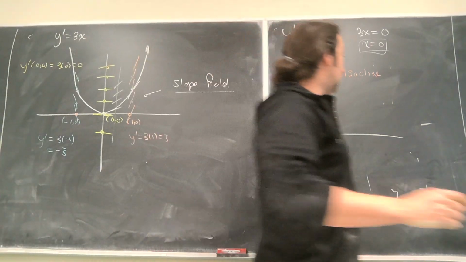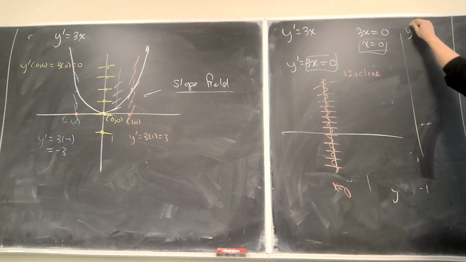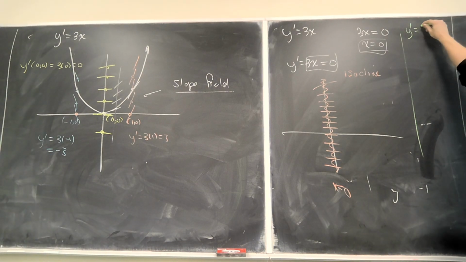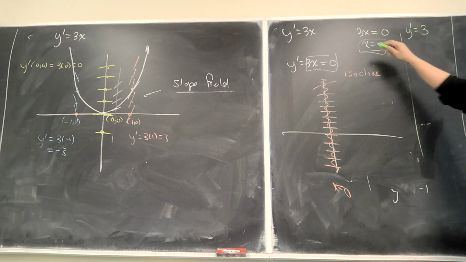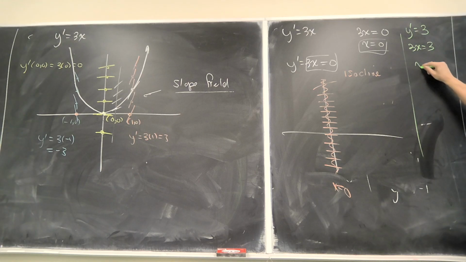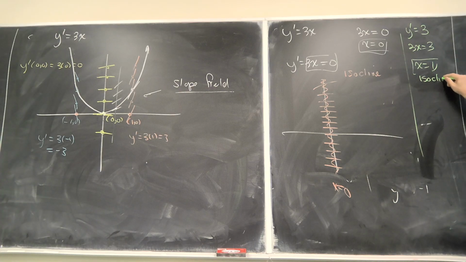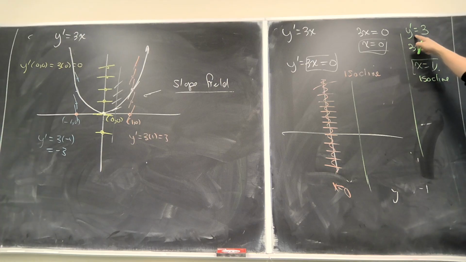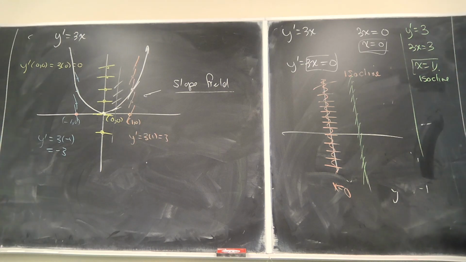If I wanted the line where all the slopes were equal to 1, okay, so maybe all the slopes are equal to 3. That would make it easier. Hey, what's the line on which all the slopes are equal to 3? Well, the only way that could happen would be if 3x was equal to 3, which would mean x is equal to 1. So the isocline x is equal to 1 is the line on which the derivatives were all equal to 3. 3, 3, 3, and so on.